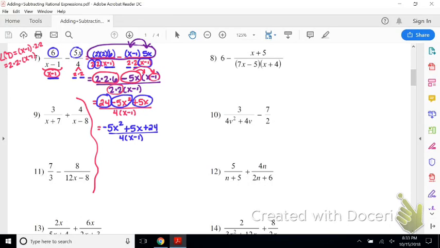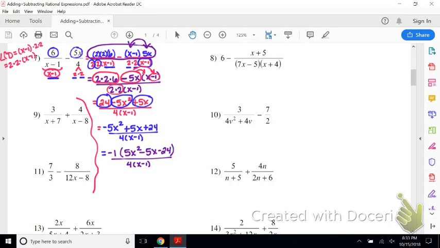Now, can I do anything to that numerator? Well, I don't like that negative in the front, so the first thing I'm going to do is common factor out a negative 1. And I'm going to use only a negative 1 because they don't have any other common factor. So that makes it a positive 5x squared, a negative 5x, and a negative 24 over the 4 times x minus 1.